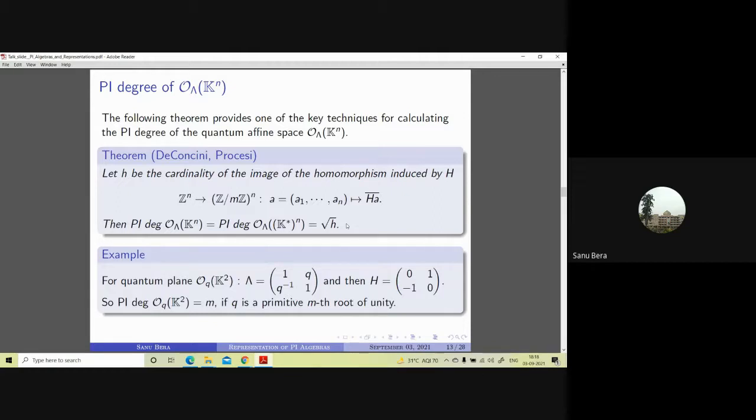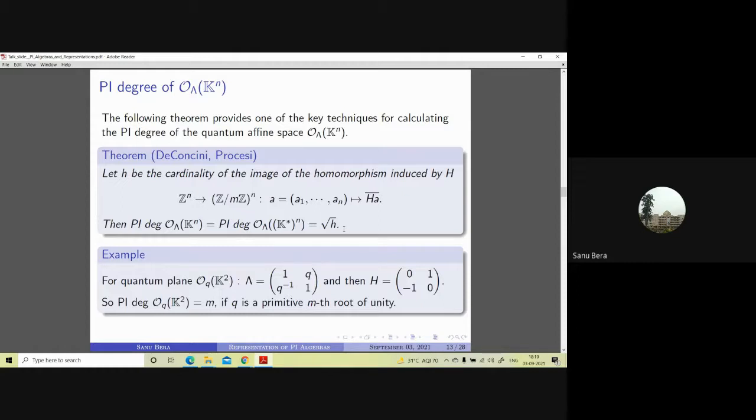The PI degree will be the square root of h. This follows from the fact that quantum affine space is a finite module over its center of rank h, and it can easily be computed that the PI degree will be the square root of h, because of the same Posner's theorem we used to get a central simple algebra.